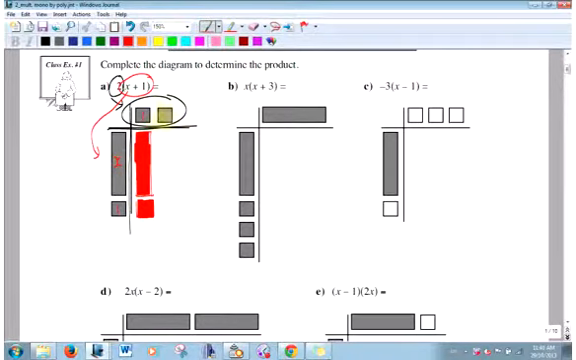Okay, what happens here? Now I look in this column. This times this, 1 times x, is x. Nice and neat. Looks like it fits in there pretty good, right? 1 times 1, well, I just did that. It's 1. Okay? And that's positive, so we're going to shade that in.